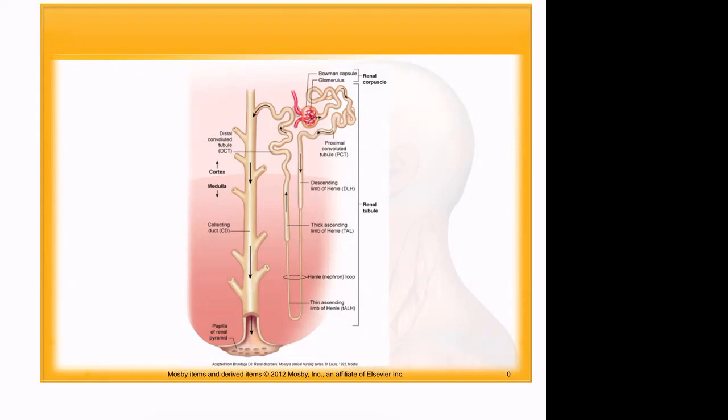So that whole thing from the Bowman's capsule to the end of the distal convoluted tubule, where it meets the collecting duct, that is called a nephron. And again, each kidney has about a million of these.